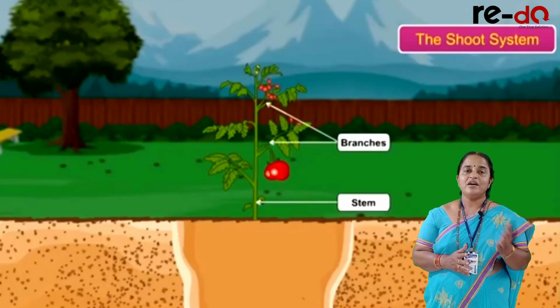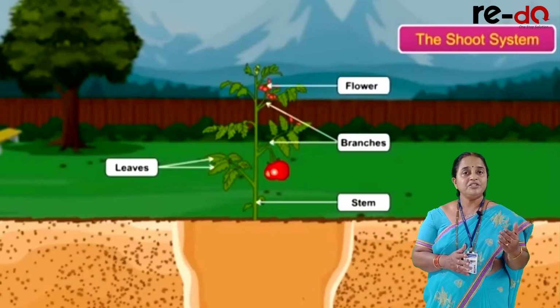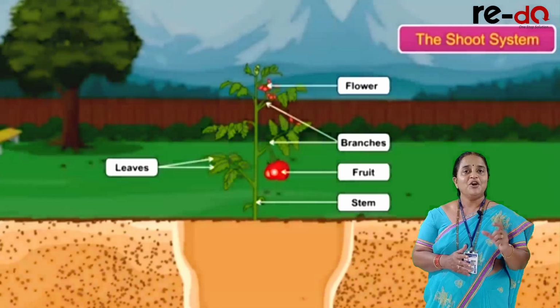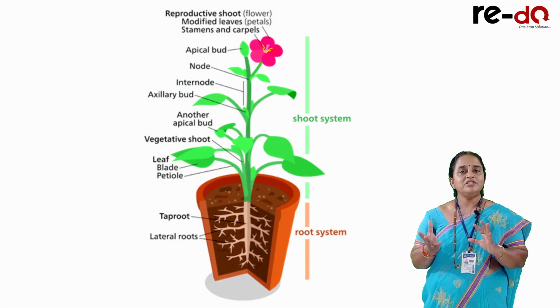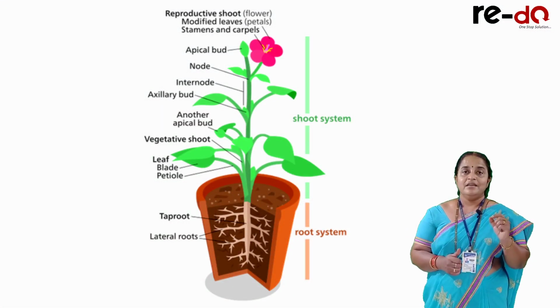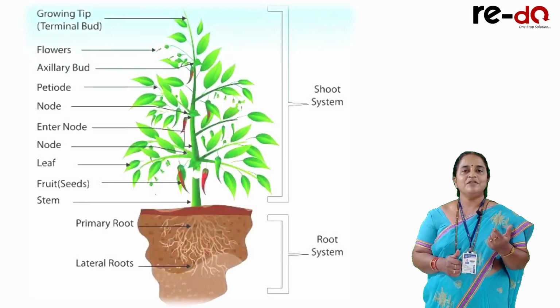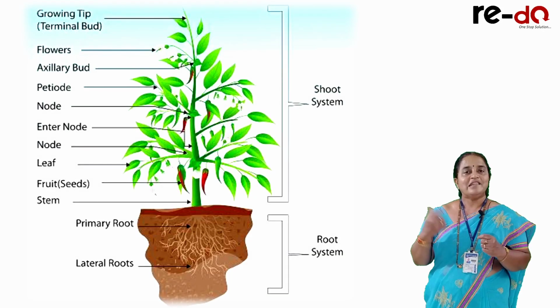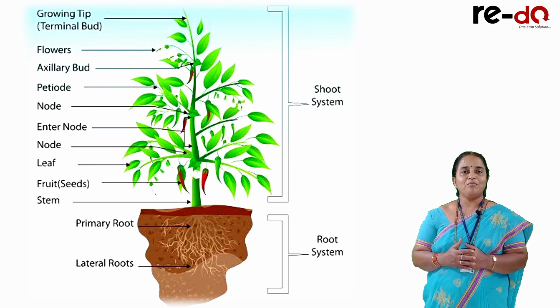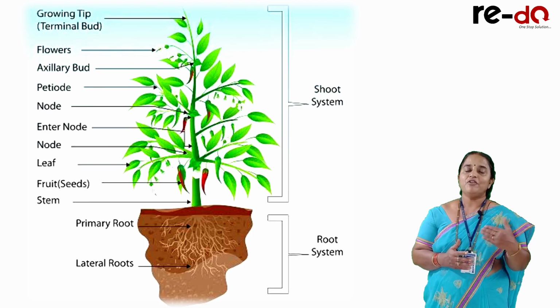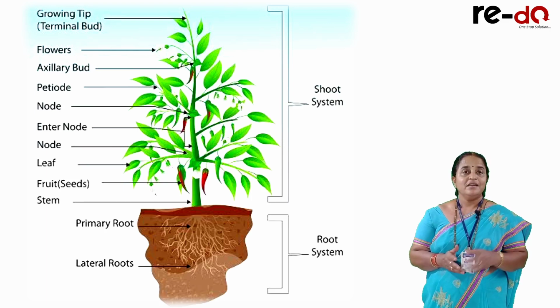The main axis of the shoot system is called the stem. It may be branched or unbranched. It may be herbaceous, meaning green in color, or woody, meaning brownish in color and hard. The shoot system is defined as an ascending axis of the plant which grows towards light, so it is positively phototropic, and it grows away from the soil, so it is negatively geotropic.